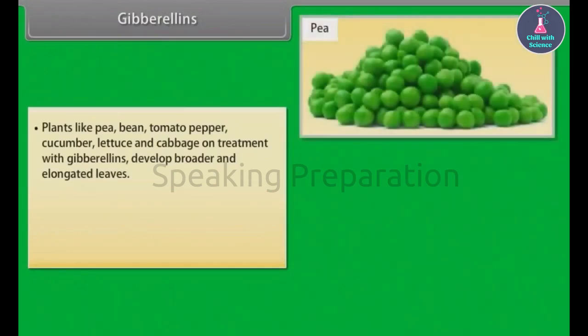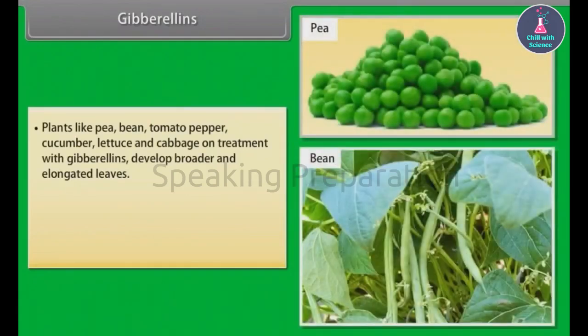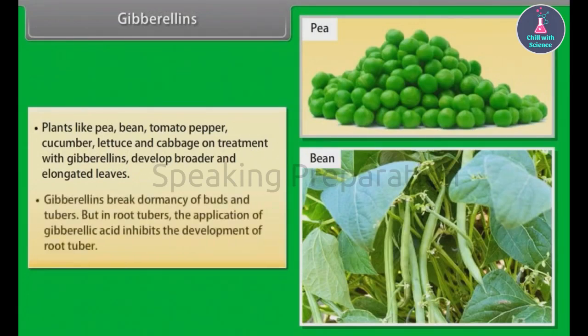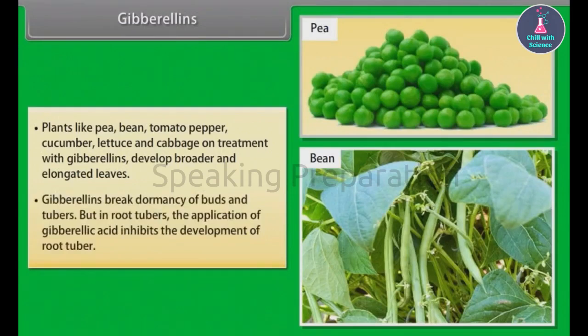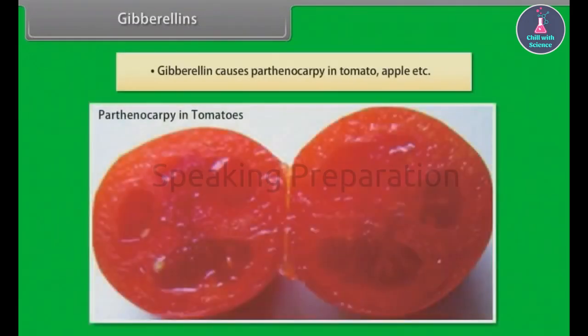Plants like pea, bean, tomato, pepper, cucumber, lettuce, and cabbage, on treatment with gibberellins, develop broader and elongated leaves. Gibberellins break dormancy of buds and tubers, but in root tubers, the application of gibberellic acid inhibits the development of root tuber. Gibberellin causes parthenocarpy in tomato, apple, etc.